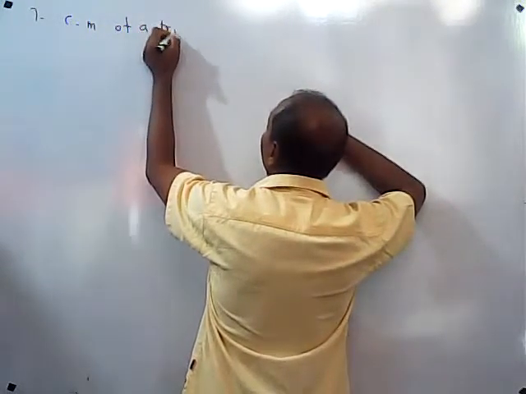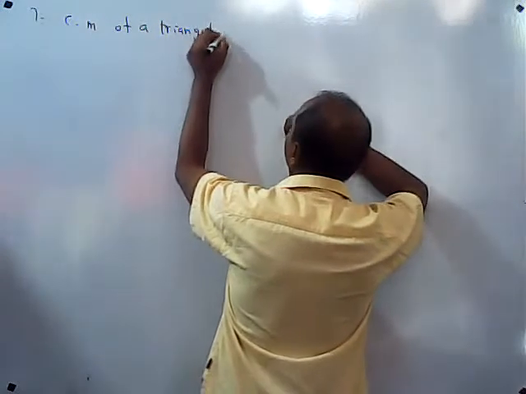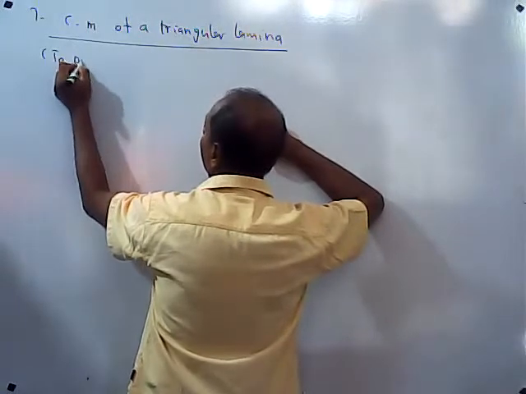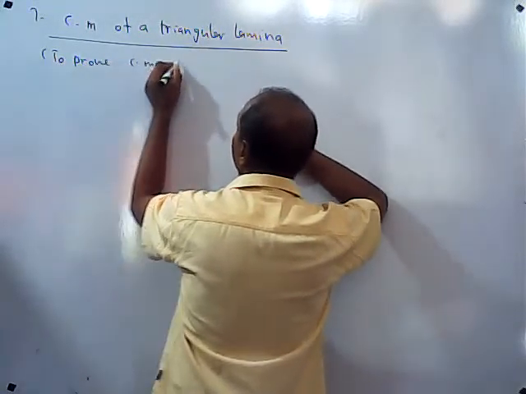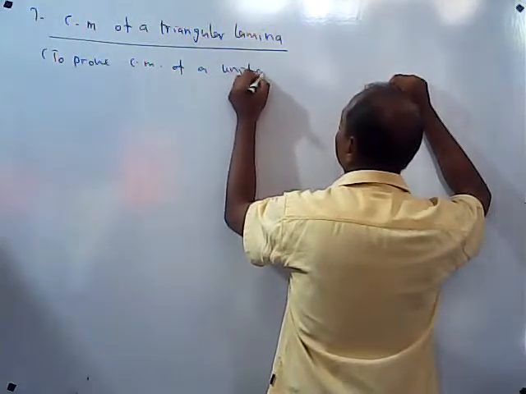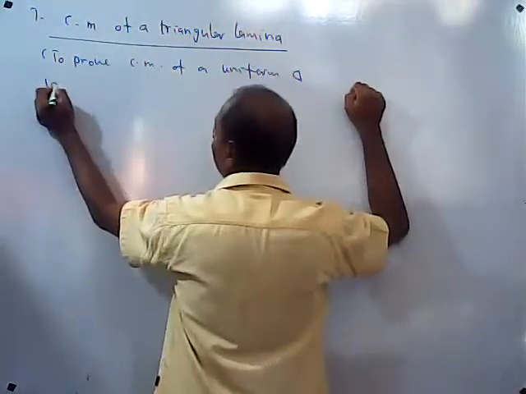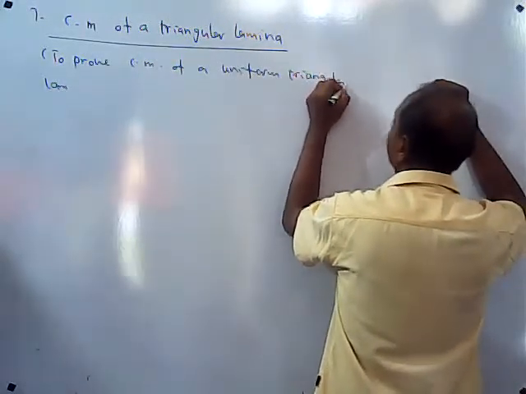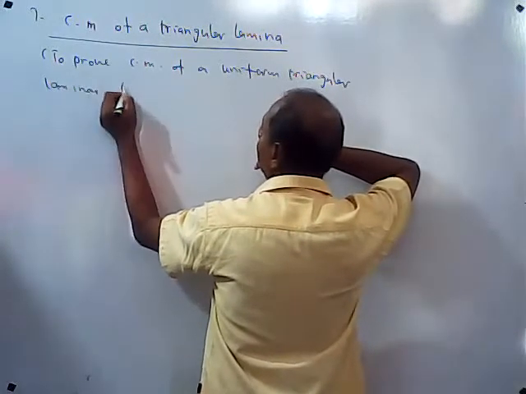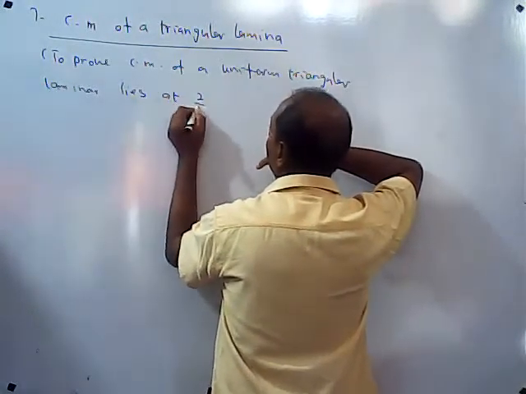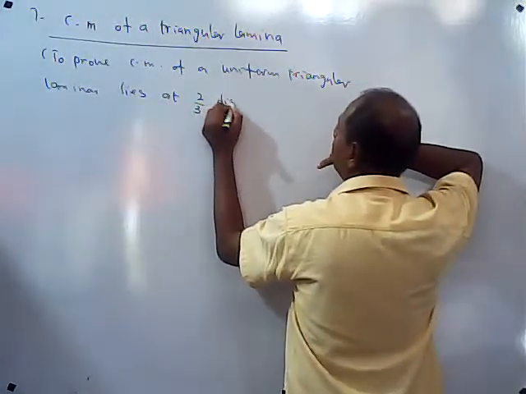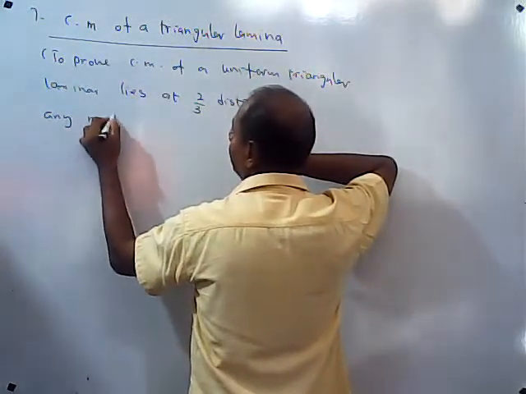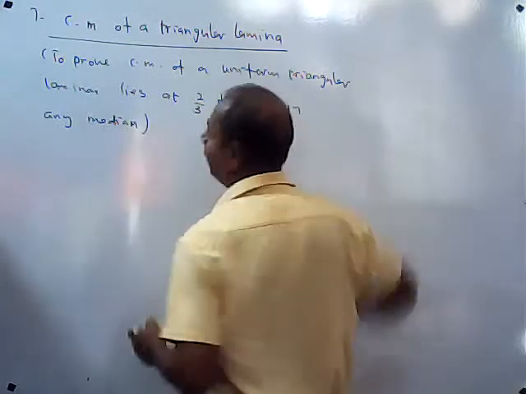Of a triangular lamina. To prove: the center of mass of the uniform triangular lamina lies at 2/3 distance in any median. In any median, right?